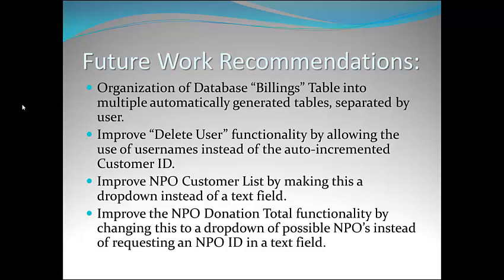Future work recommendations. Organization of database billings table into multiple automatically generated tables separated by the user. Improve delete user functionality by allowing the use of usernames instead of the auto-incremented customer ID. Improve NPO customer list by making this a drop-down instead of a text field. Improve the NPO donation total functionality by changing this to a drop-down of possible NPOs instead of requesting an NPO ID in a text field.